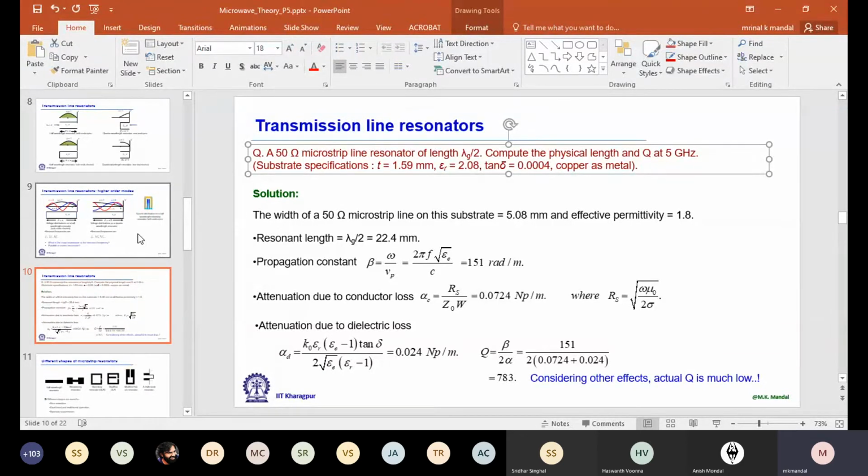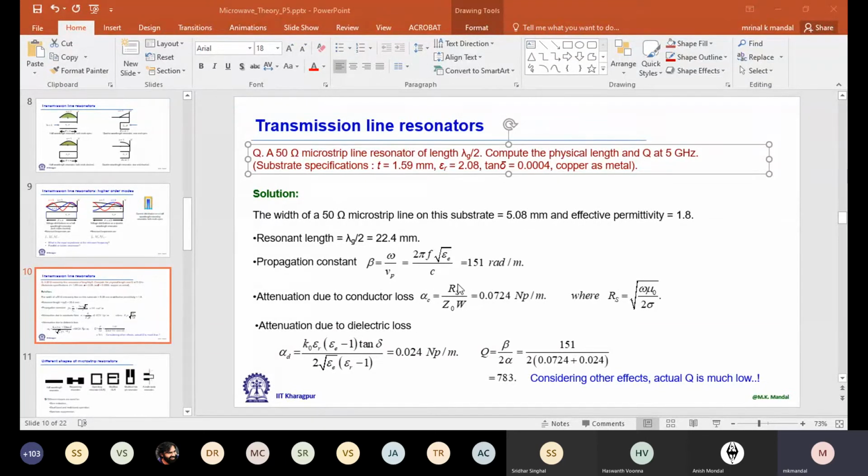Lambda g is equal to lambda naught by square root of epsilon e. If you want to do it correctly, if you recall, in D M Pozar's book, one expression is given for epsilon e, epsilon effective. So you can use that, and as a thumb rule for approximate calculation, you can put also epsilon equal to epsilon r. Well, here actually we are using that closed form expression, and from that we calculate it is 22.4 millimeter at 5 gigahertz. So the next part is basically straightforward.